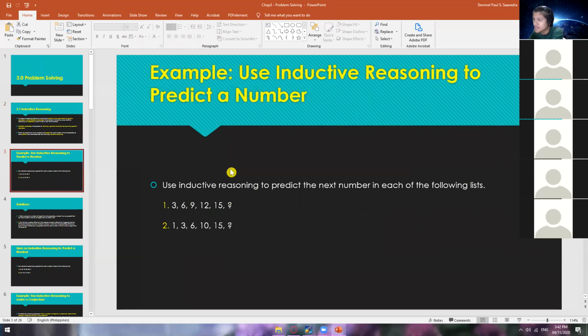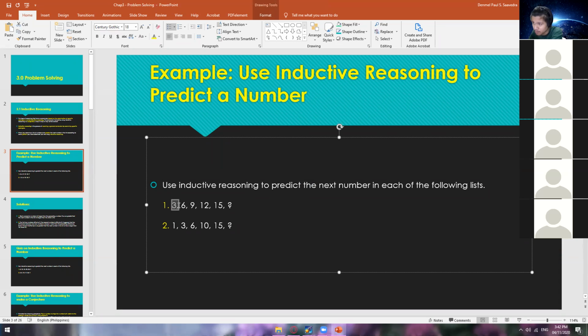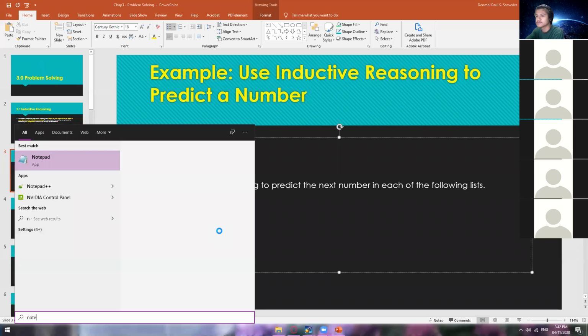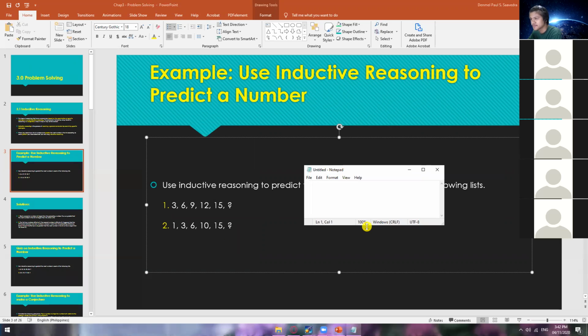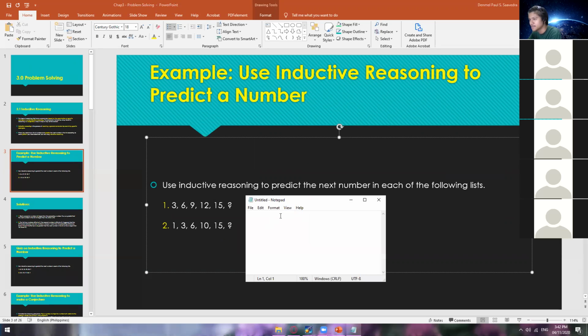Okay, so let's have an example. Use inductive reasoning to predict the next number in each of the following lists. As you can see right here, we have the example 3, 6, 9, 12, 15. What could be the next number? Anyone? What is the next number in number 1? Okay, 18 from Mr. Batkagan. So where did you get that 18?